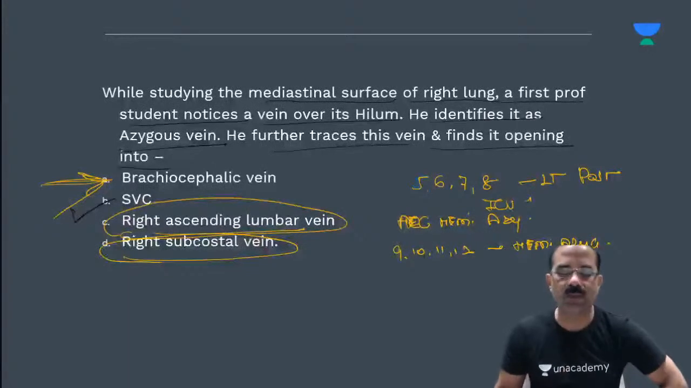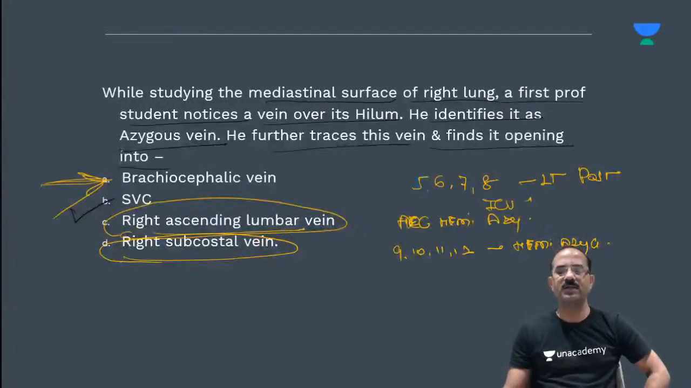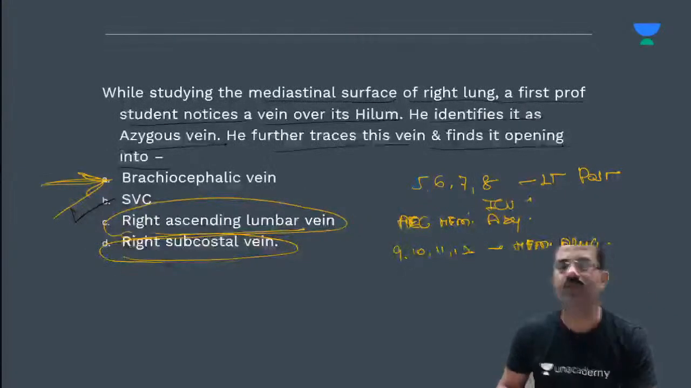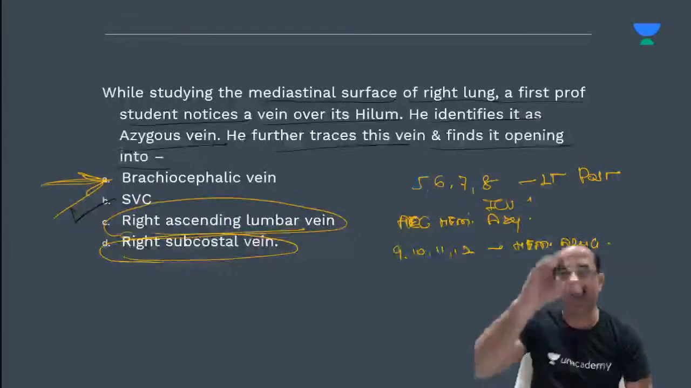Now, which brachiocephalic vein is longer? Can anyone answer this? The left brachiocephalic vein is longer in size. It joins with the right brachiocephalic and forms the SVC.